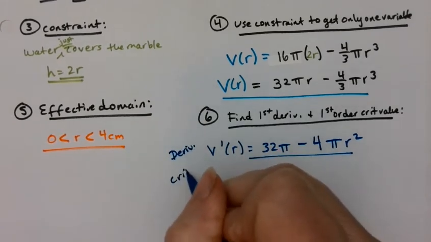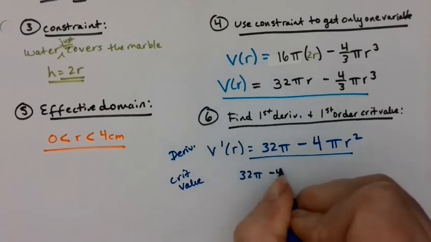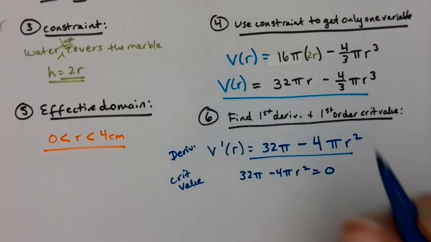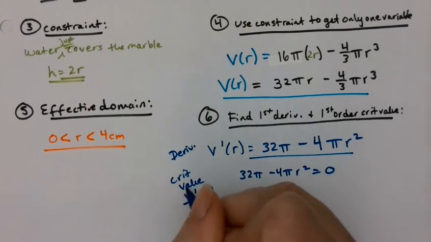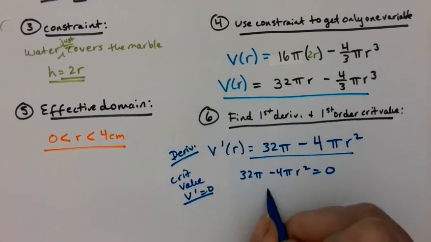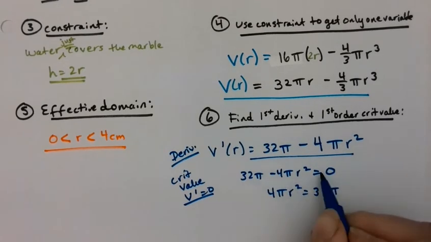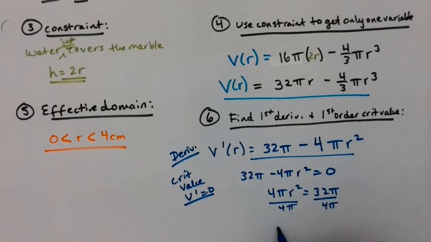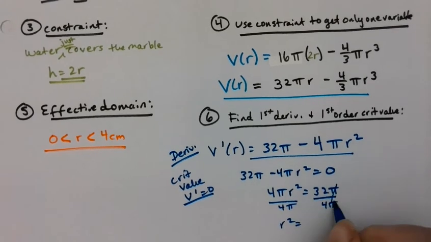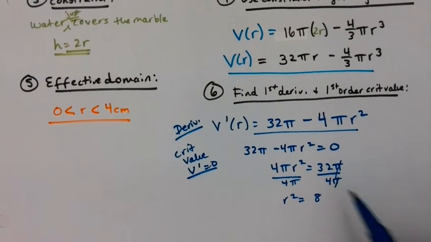The critical value, so there's the derivative part. The critical value would be setting it equal to 0. So we're going to take 32 pi minus 4 pi r squared equal to 0, right? Because that'll be where V prime equals 0. Let's see, that would be 4 pi r squared equals 32 pi. I just added the 4 pi r squared to the other side. Divide by 4 pi, divide by 4 pi. r squared equals 8, right? Because 32 divided by 4 is 8.